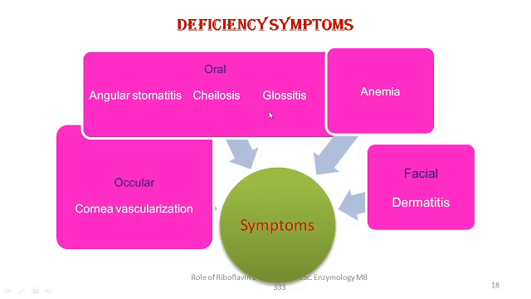The deficiency symptoms can be classified as the oral symptoms, then a general symptom leading to anemia, facial and ocular. We are going to see each one in detail. Now for the anemia, the vitamin is involved in RBC production and it transports oxygen to the cells, and so it leads to anemia. It also is seen to alter the iron absorption, which is a leading cause of anemia.